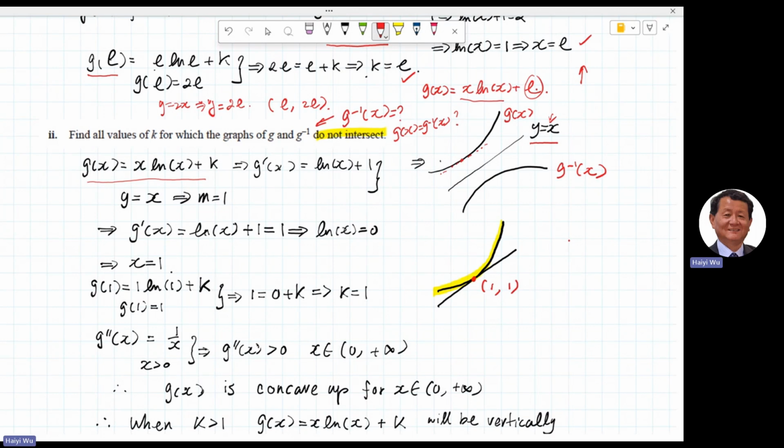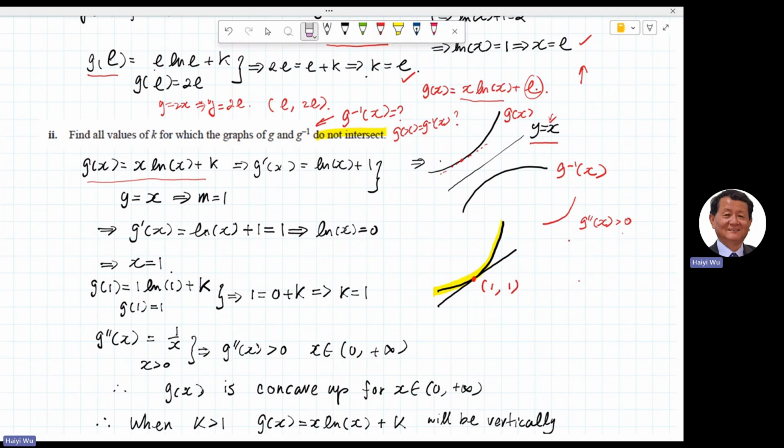Secondly, we need to prove the graph has to be concave up. Concave up means the second derivative must be always positive. Otherwise, if it has the same gradient but curves the other way, they still can touch, so those two functions can join. So we have to avoid that. So the two things I want to prove.